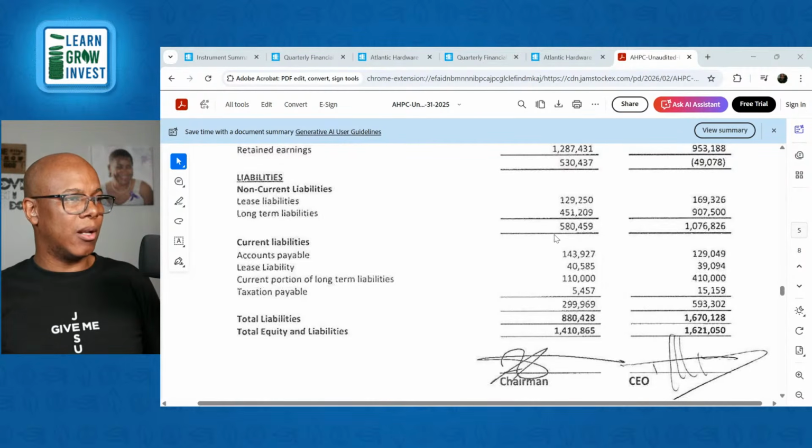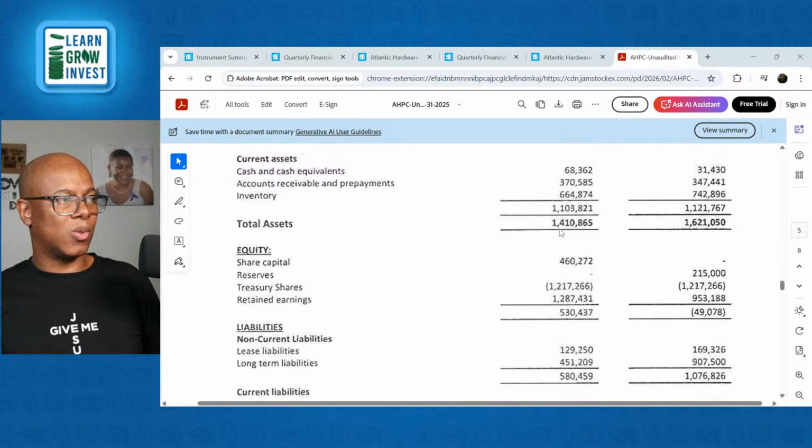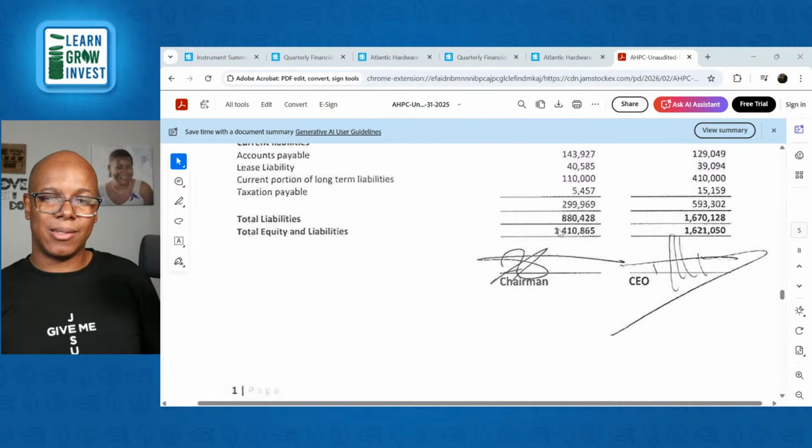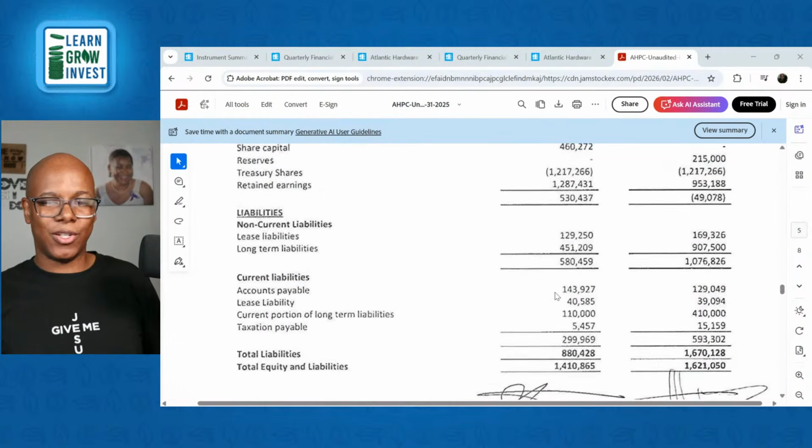We add that to the non-current liabilities, which is 580. Then we have 880 million. Then, of course, we need to add that to the equity, and that's how we get the 1.4 billion, right? And as you see, that balances with the total assets. So the balance sheet has balanced, right? So that's essentially how you'd look at it initially.